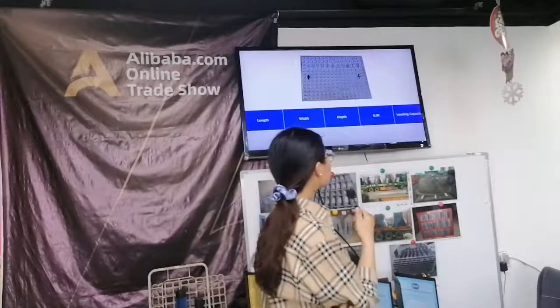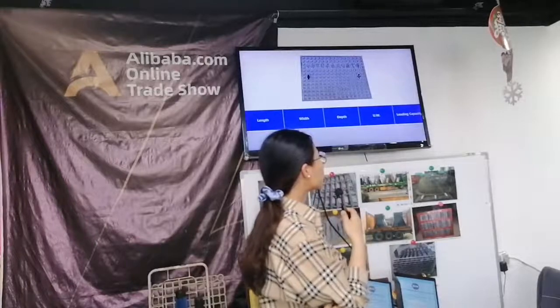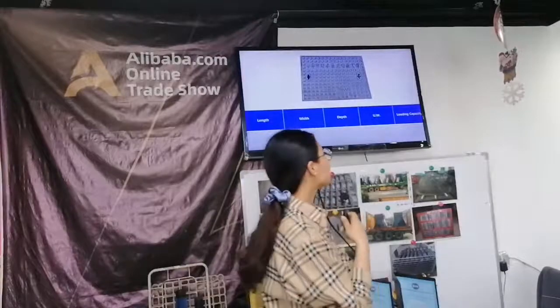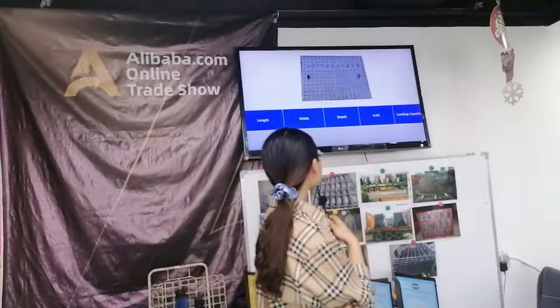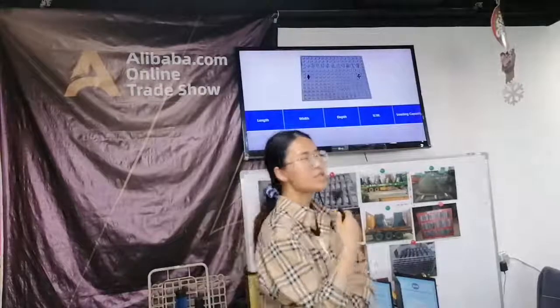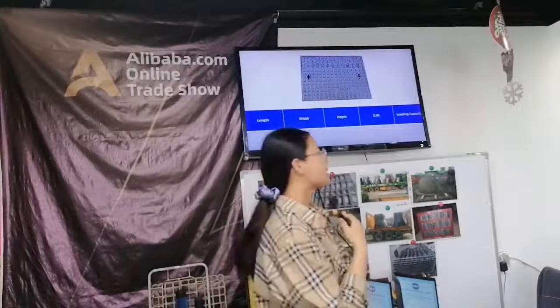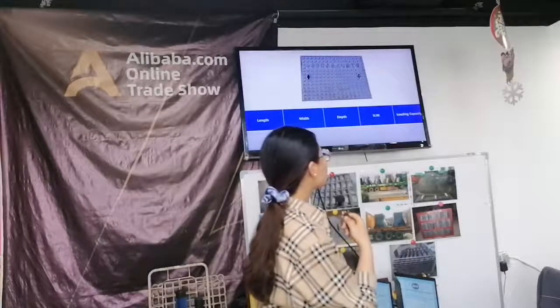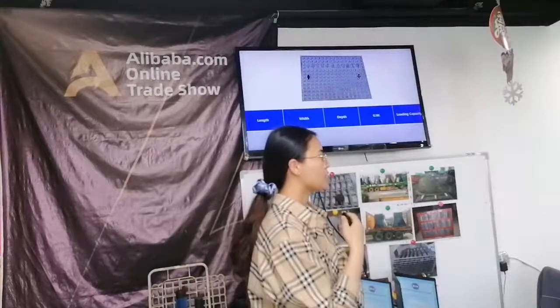For this one, the bearing capacity is about 90 tons, and it is suitable for airstream. The length for this one is 560 millimeter, the width is 460 millimeter, the depth is 45 millimeter. The unit weight is about 40 kilograms.